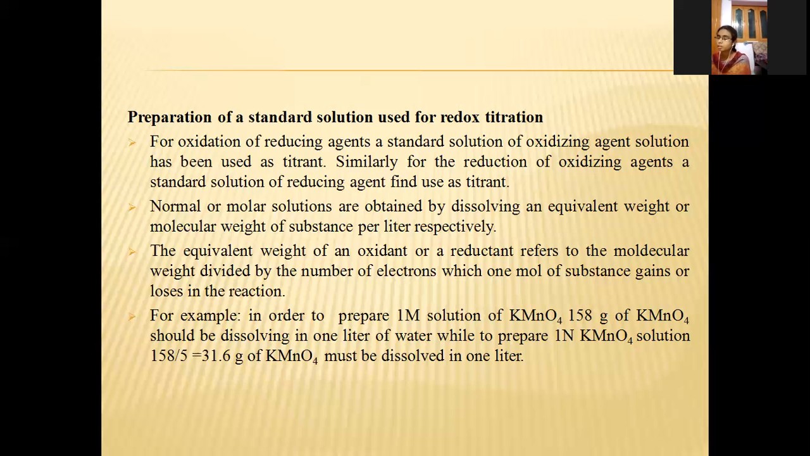The formula of normality is gram equivalent weight divided by volume of the solution. So we have to find the gram equivalent weight of potassium permanganate, which is 31.6. 31.6 grams should be dissolved in 1 liter of water. This is the way we prepare the standard solution for redox titration.